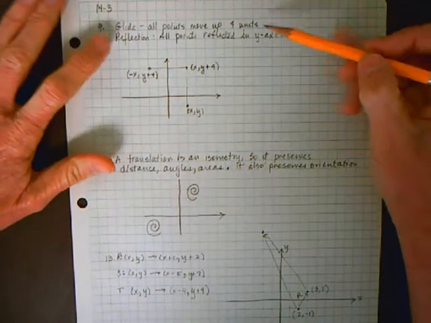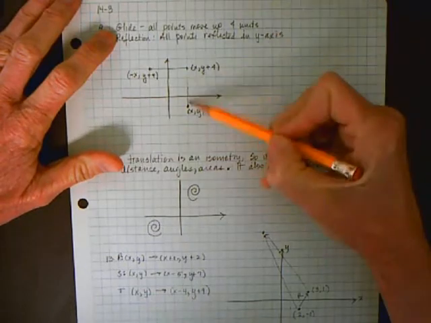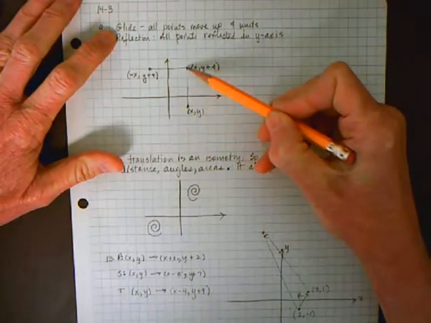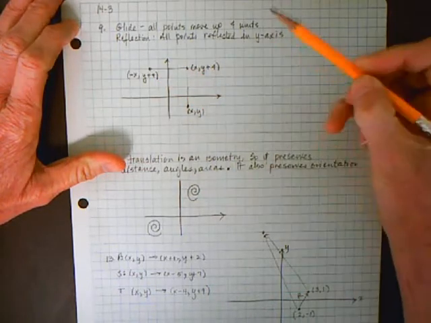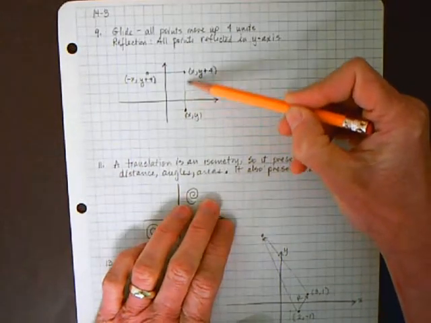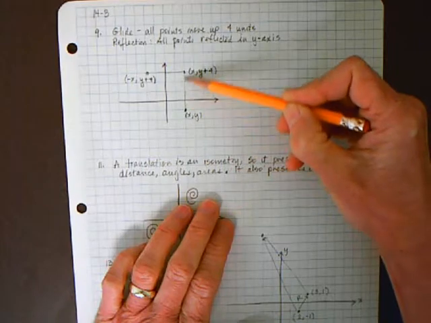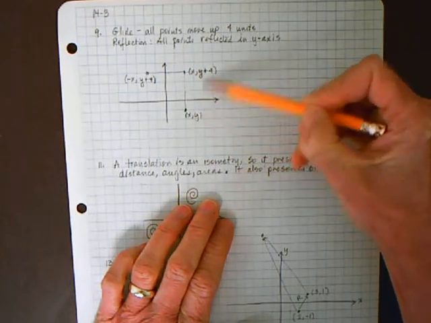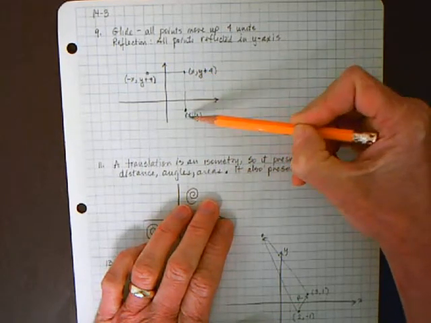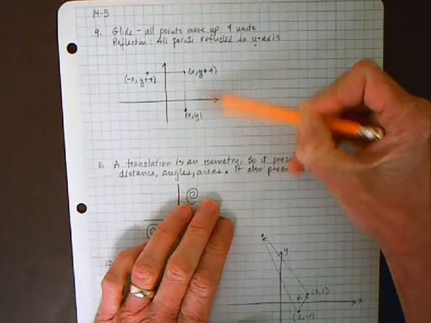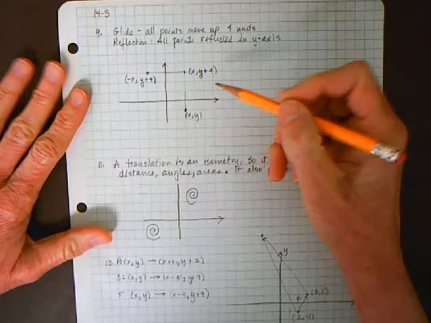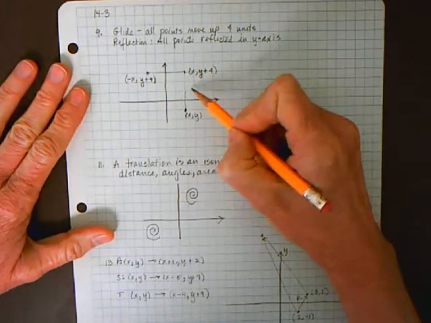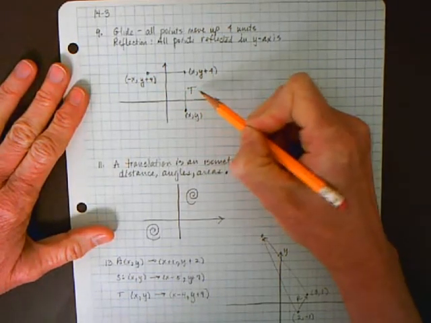So the glide reflection in exercise 7 took a point, moved it straight up 4 units, and then reflected it over the y-axis. So if I take my point here and I move it straight up, the x's stay the same, and I add 4 to the y's. So I go from x, y to x, y plus 4. So that's the first mapping. This is my glide, or translation.